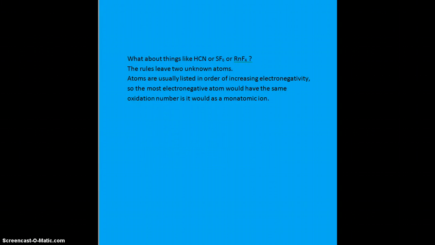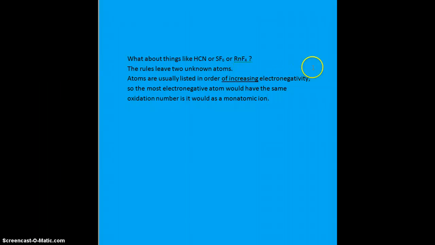However, there are some unusual exceptions to which all the rules don't apply. So I've sort of developed a 6th rule that I like to call my own rule, that if you have things like hydrogen cyanide or hydrocyanic acid, depending on whether or not it's in water, and you do know the oxidation number of hydrogen is +1, but you don't know carbon or nitrogen, and you don't know either of the elements in sulfur hexafluoride or radon tetrafluoride, how do you figure out what the numbers are? And it's pretty easy, because atoms are essentially listed in order of increasing electronegativity. And as such, you can determine that typically the last atom in the formula is the most electronegative, and therefore would have the same oxidation number as if it were a monatomic ion of that atom.